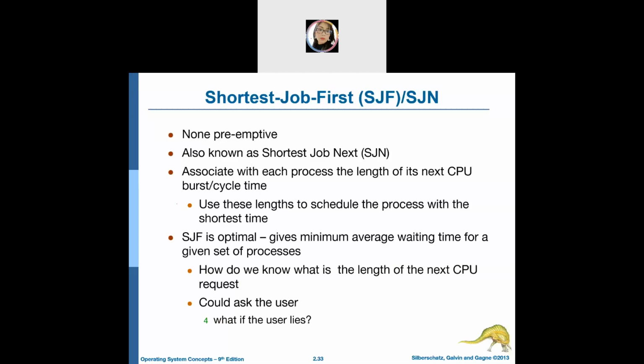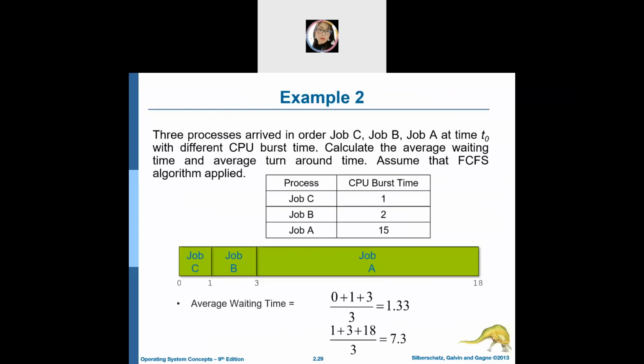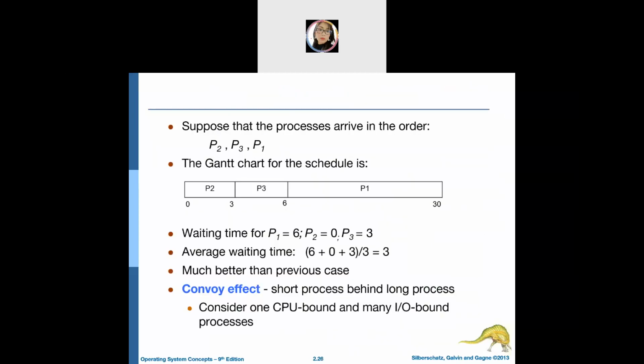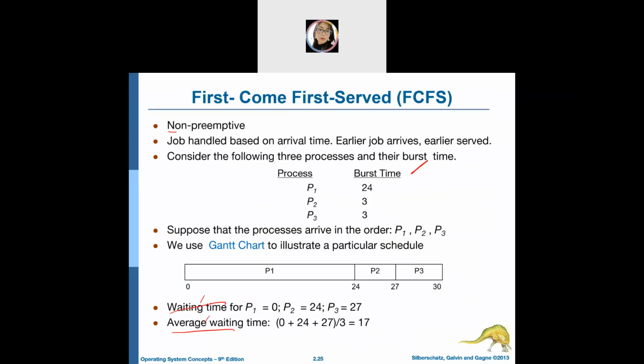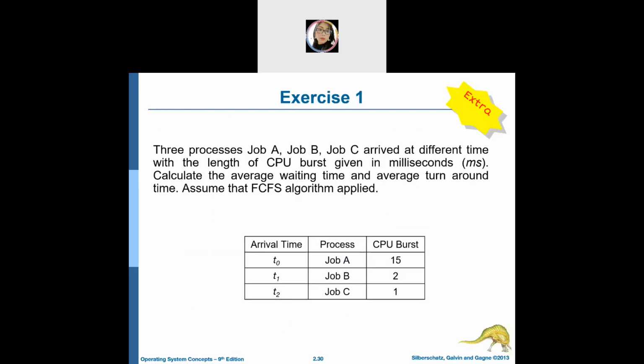So the shortest will be configured to be first, then following the longest. You also need to know whether it is preemptive or non-preemptive for all the algorithms, because that is very important, especially for question part A, multiple choice.